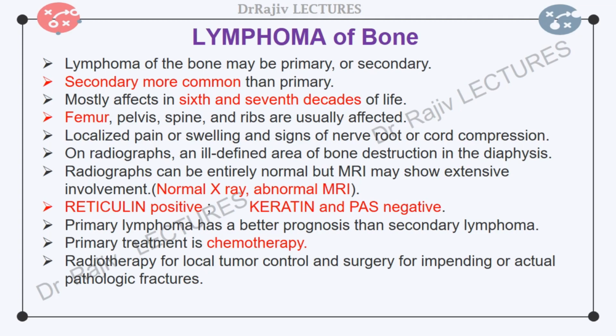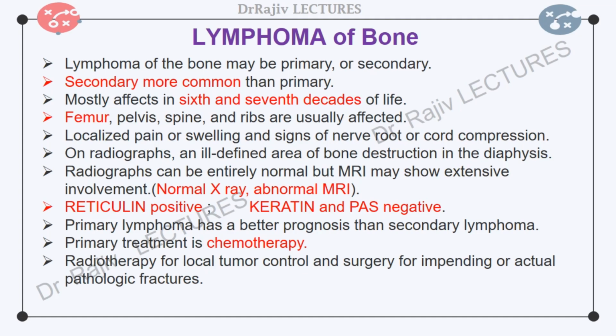Common complaints are localized pain or swelling and signs of nerve root or cord compression if the spine is involved. On radiographs, there is an ill-defined area of bone destruction in the diaphysis. A large portion of the bone or even the entire bone can be involved. Radiographs can be entirely normal, but extensive involvement of the medullary canal may be seen on bone scan or MRI.